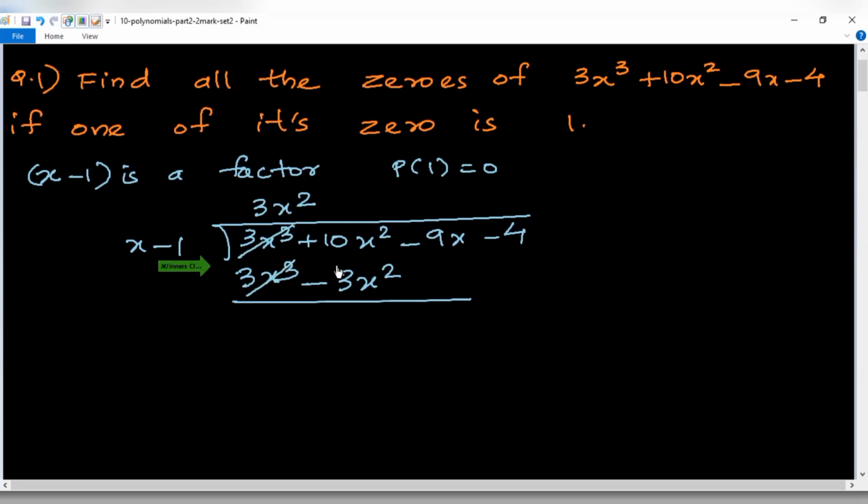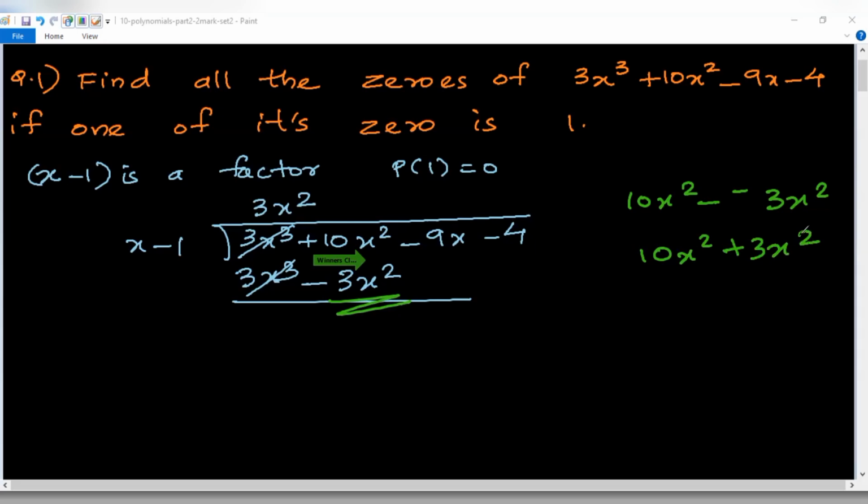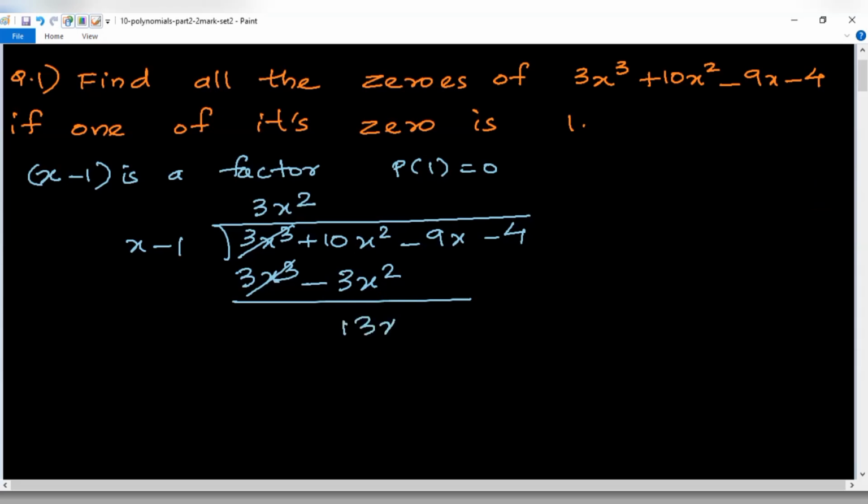Now 10x square minus minus 3x square. See here, minus minus coming together, so it is actually 10x square plus 3x square, that is 13x square. So here 13x square we got, and minus 9x. Don't have any like terms, we are writing the same here, minus 4 also.